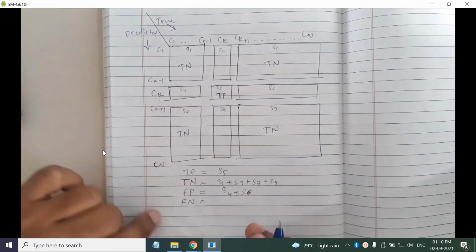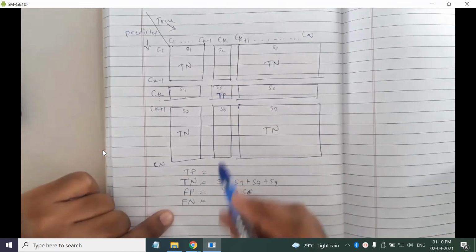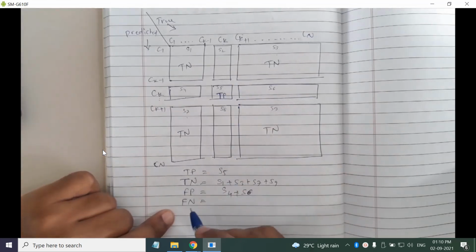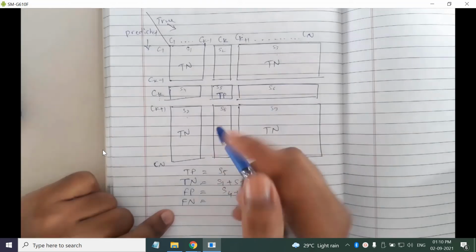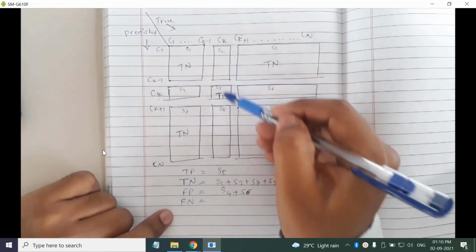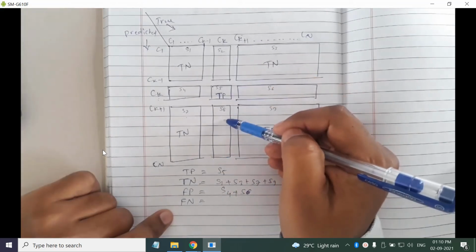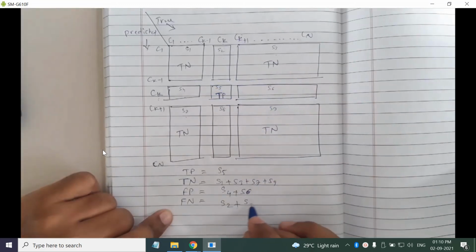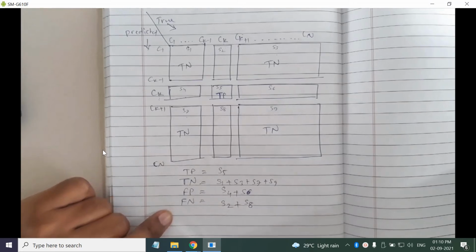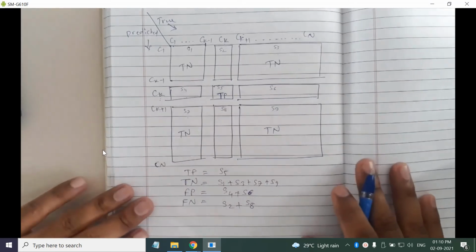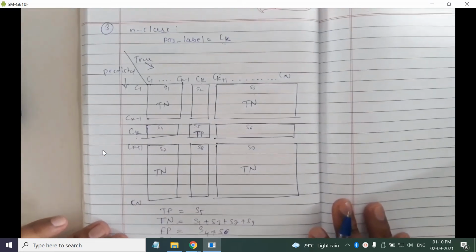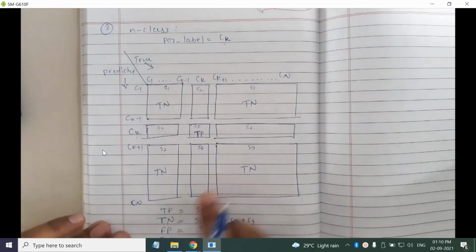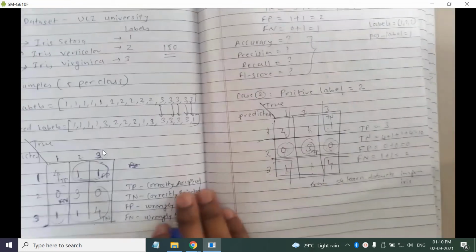Wrongly rejected. So in S2 and S8, their label is CK, that means positive, but in the output we are getting negative. So S2 plus S8 are the FN. So this is the generalized case, and if you compare this n class case and 3 class case, you will get the same result.